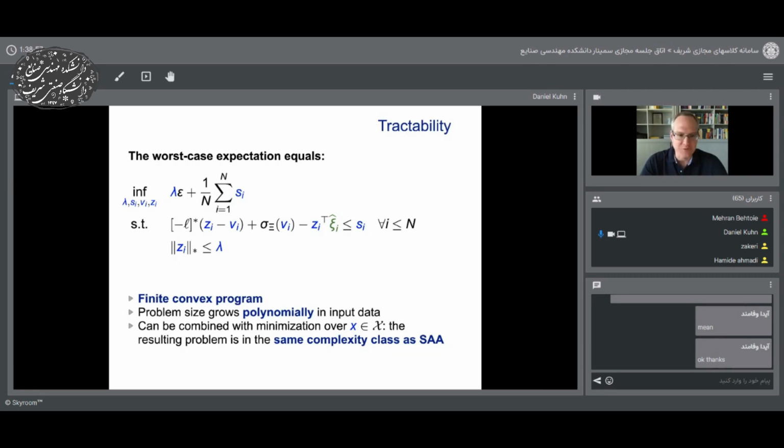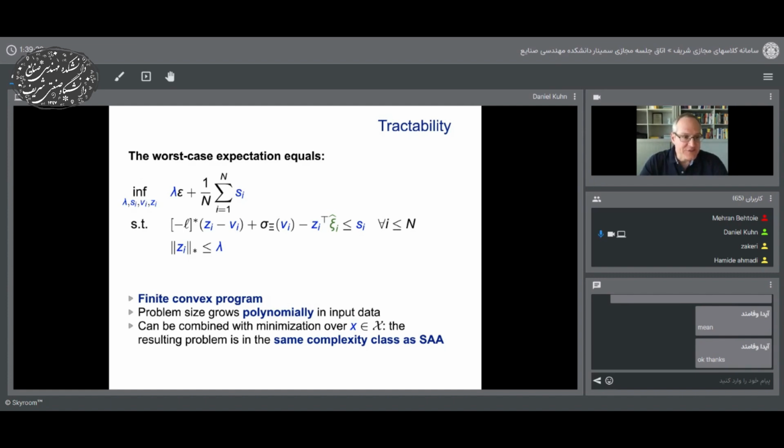It's a finite convex optimization problem. The problem size grows only polynomially in the input data. You see the number of constraints here is of the order of the number of samples and the dimension of the uncertainty. And the number of decision variables is of the same order of magnitude. That means this problem is really in the same complexity class as the sample average approximation problem, where the number of components in the objective function is also of the size n.